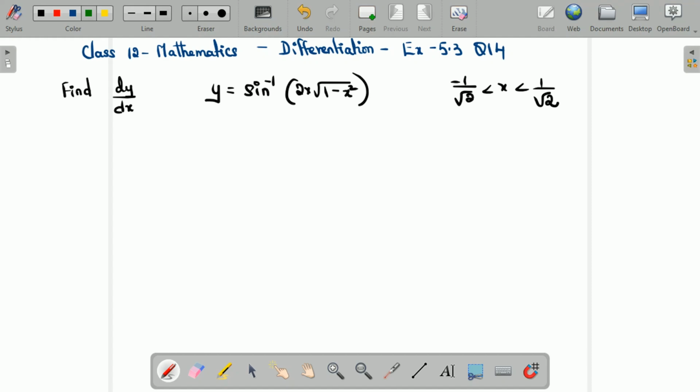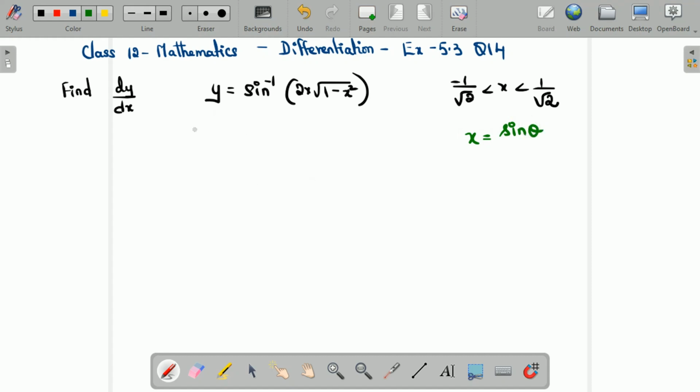In this video, let's find the solution for the 14th question in exercise 5.3. Find dy by dx given y is sine inverse of 2x into root of 1 minus x squared. So let's make this transformation. x is equal to sine theta.